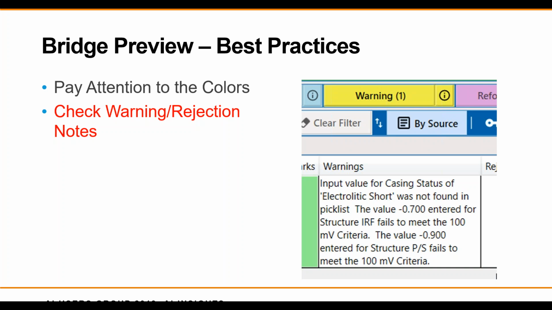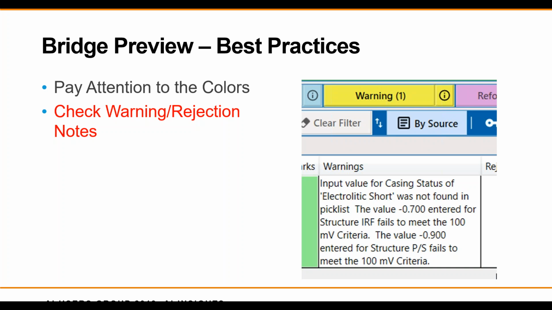In the bridge preview, there is a warning section. There's also a rejection section. At the far right of that window, if something is showing up as a warning, you're going to see why it was a warning. These warnings sometimes are not bad. Sometimes they require further evaluation. So there's 3 of them here.